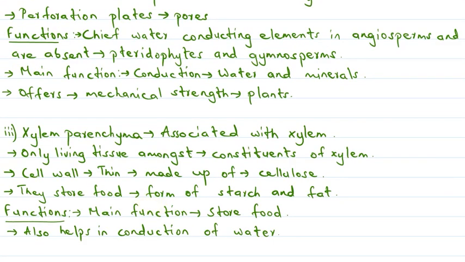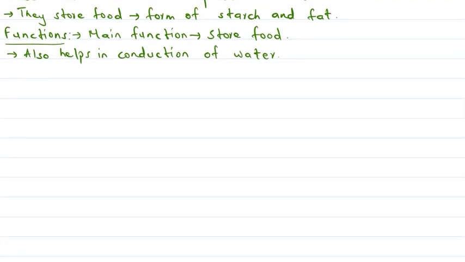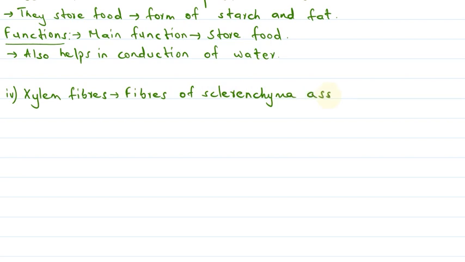So next, let's talk about the xylem fibers. Okay, the xylem fibers. So the fibers of sclerenchyma associated with xylem are known as xylem fibers. So these are the fibers of sclerenchyma that are associated with xylem. So these fibers of sclerenchyma associated with xylem are called the xylem fibers.